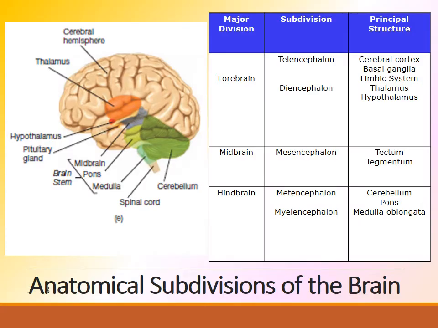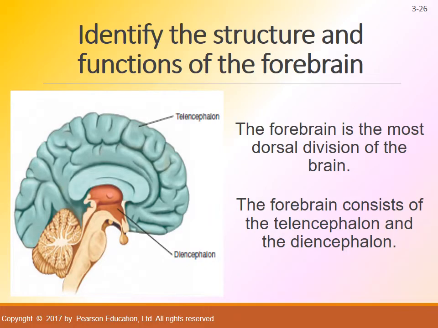Firstly, we look at the anatomical subdivision of the brain. Our brain is divided into three major divisions, which are the forebrain, midbrain, and hindbrain. Each major division is divided into further subdivisions, and under these subdivisions there are principal structures that are very important in controlling our behavior. So we look first at the forebrain structure and function.